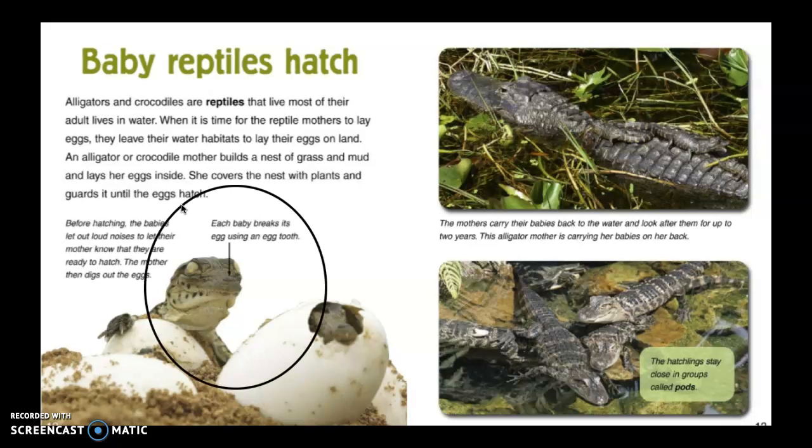This one says each baby breaks its egg by using an egg tooth. See, the arrow is pointing, it's showing you here's the egg tooth. So I just learned how the baby alligators get out. This one here says, the mother carries their babies back to the water and to look after them for up to 2 years. The alligator mother is carrying the babies on her back.